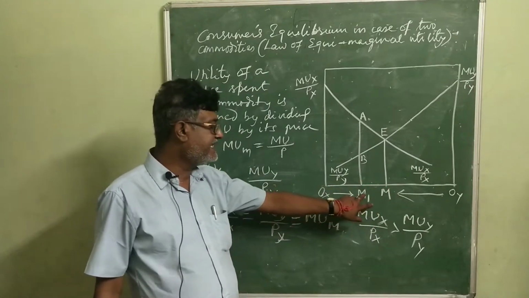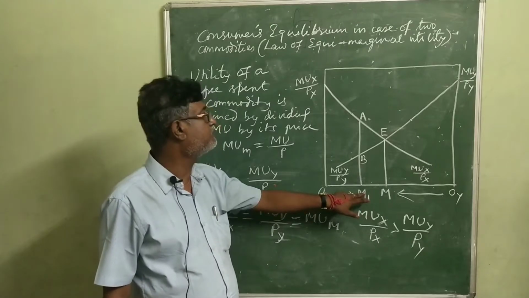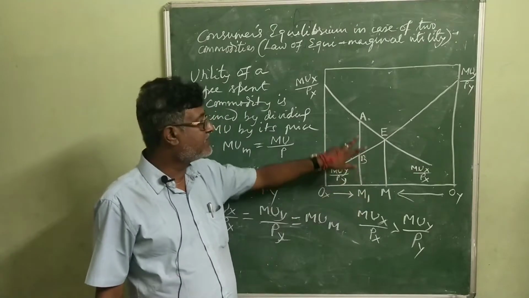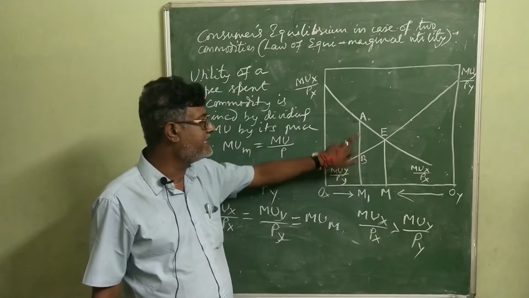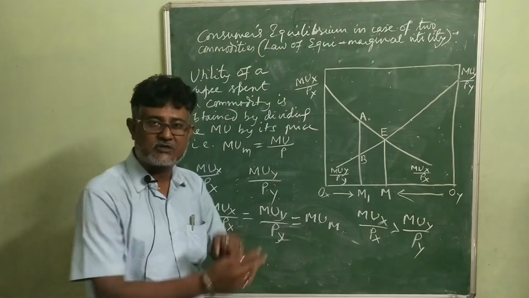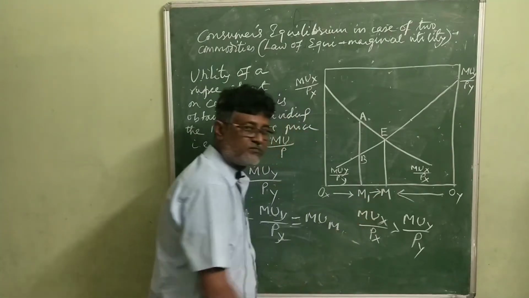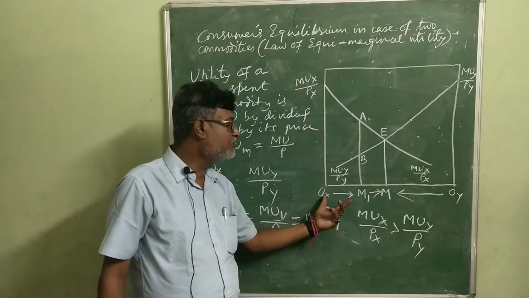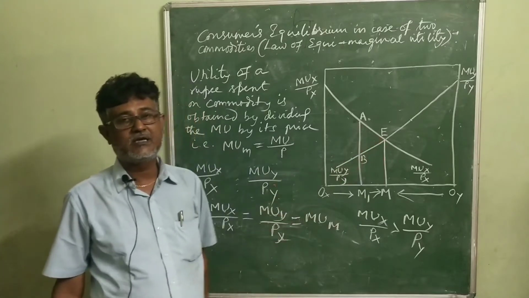See, if we take QXM1 amount of money being spent on the purchase of X, then we find that MUX by PX is greater than MUY by PY by AB amount. So in order to maximize his total satisfaction, he will increase the consumption of X and move to the state of equilibrium where MUX by PX is equal to MUY by PY.